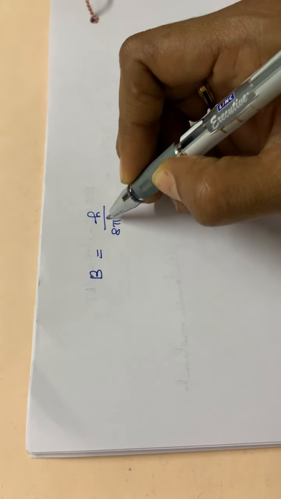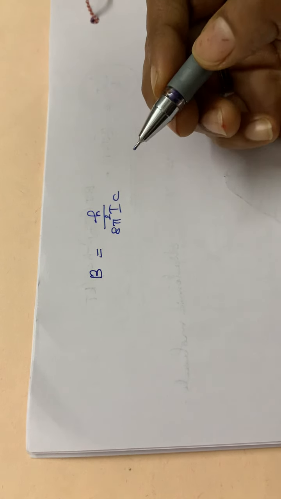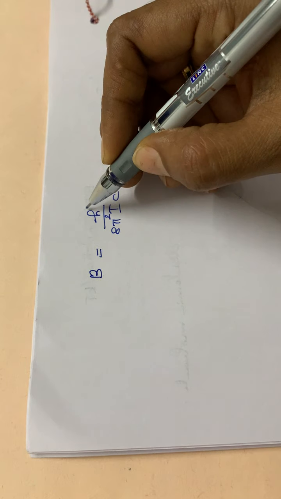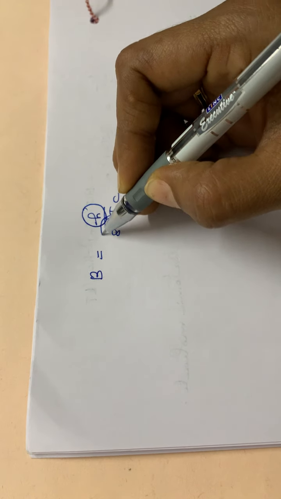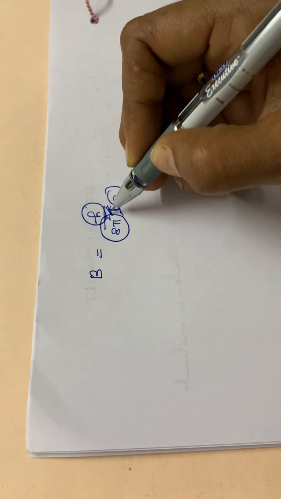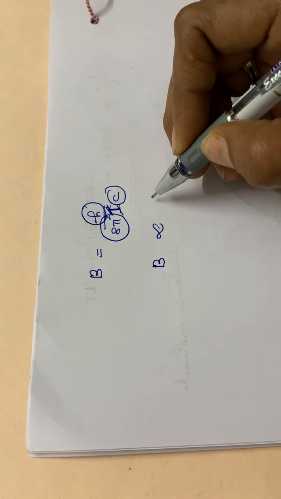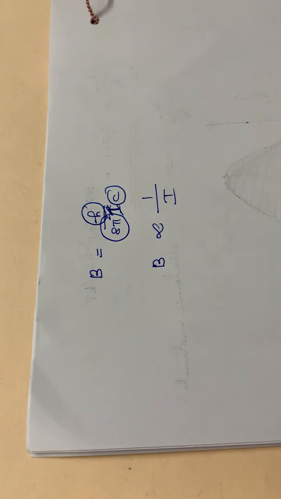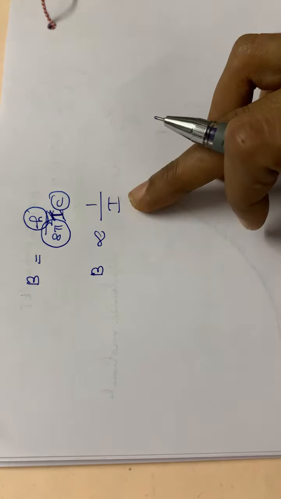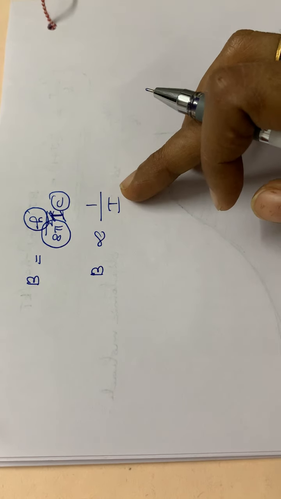So for the rotational constant, what is the formula? B is equal to h divided by 8 pi square I c. See here, all these terms are constant. h is a constant, 8 pi square is a constant, c is a constant. The only variable is I, isn't it? That means from this equation we can say that B is inversely proportional to I. That means as I increases, B decreases, or vice versa. If B increases, I decreases.